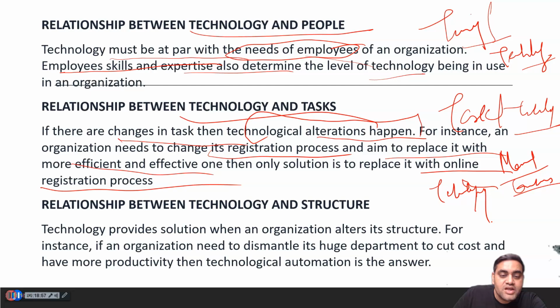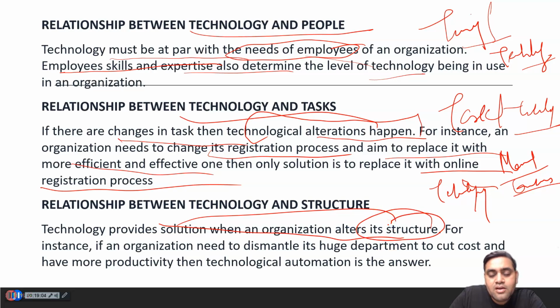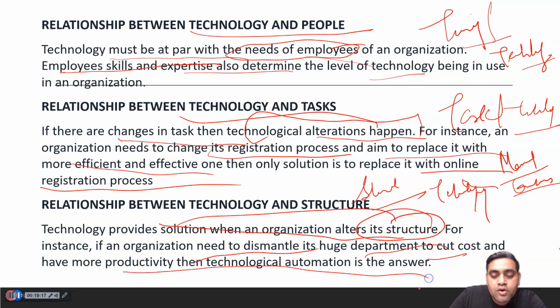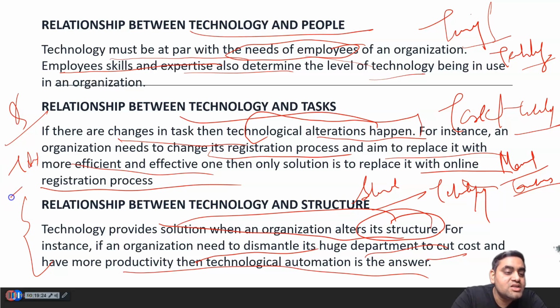The third relationship is the relationship of technology with the structure. So technology provides a solution when the organization alters its structure. Whenever you are altering the structure, then at communication level, at task level, even at some time when the organization is dismantling a huge department to cut cost, then definitely this technology automation will give you the answer. There are a lot of questions that can be answered through data, through technology, and that is why structural changes can also be very, very important for technology, right?